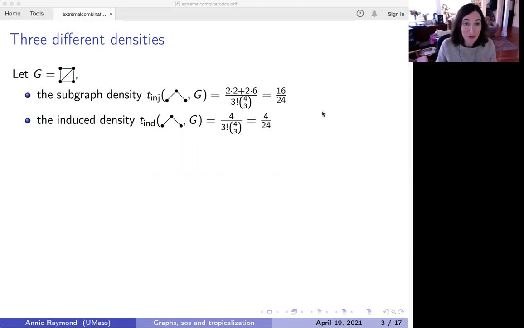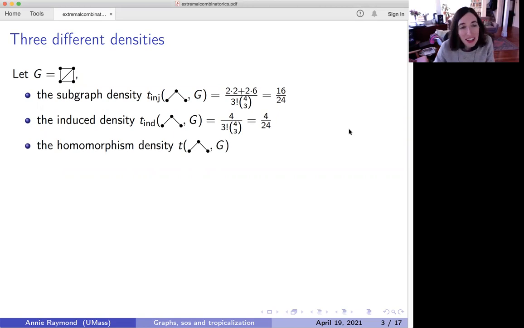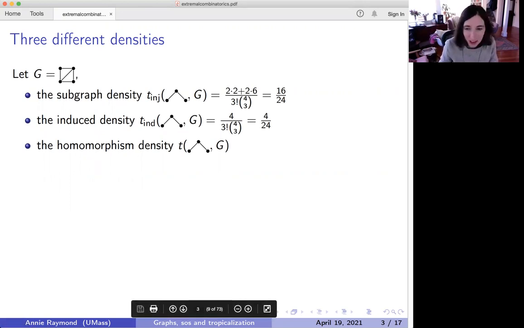And so the one that I really care about is the homomorphism density. For the homomorphism density, I'm looking at all maps, not just injective maps. So two vertices from my smaller graph can go to the same vertex of my bigger graph. And all I want to make sure is that edges go to edges. So can anybody tell me how many maps there are from the vertex set of my smaller graph to the vertex set of my bigger graph, if I'm allowing all maps, not just injective maps? Either in the chat or you can unmute.